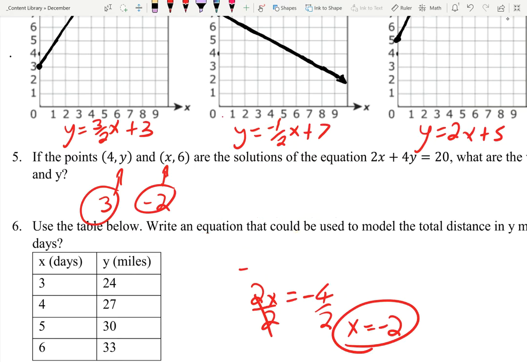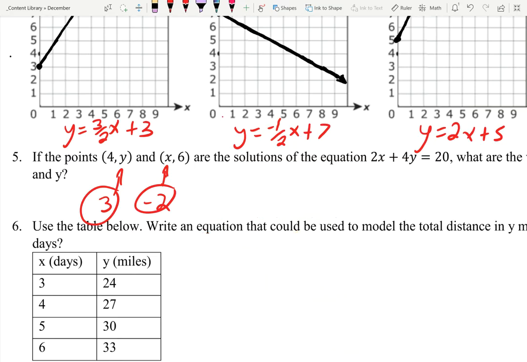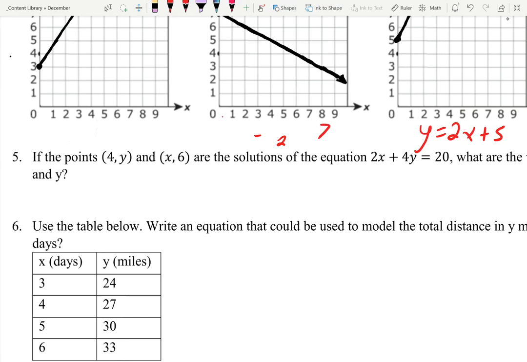So again, it's about plugging in your numbers and finding what you need. Plugging in the 4 for the x, and then figuring out y, and then doing it again, but plugging the 6 in for the y and solving for x. We get those answers.